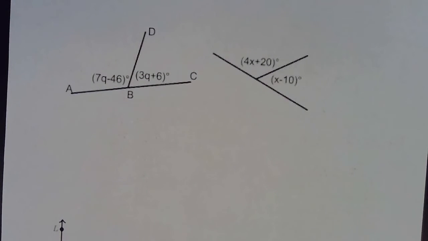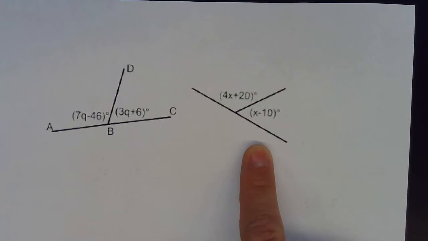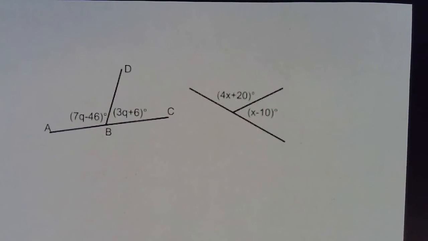The first thing I'm going to do is label what angle pair they are. And we're actually not going to do this one right here. We're just going to do this one together. This one you're going to try on your own. And then we're going to do another one together. And then you're off and running.